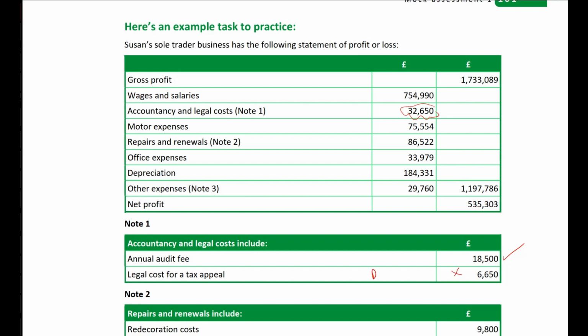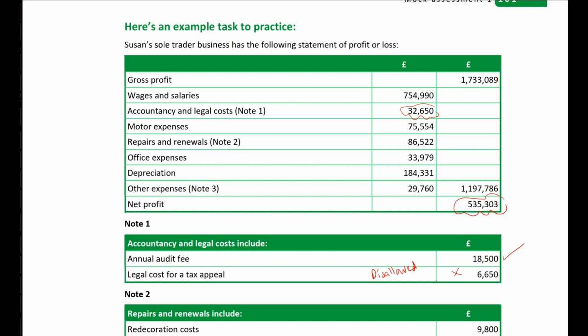That simply means we're going to add it back on to the profit figure. So where the profit figure in the accounts is here, we're going to say that expense shouldn't really be there. So I need to strip 6,650 out of my expenses. So I effectively add 6,650 on top of the profit. Because if I had less expenses, I'd have more profit. So I'm going to add that one back.